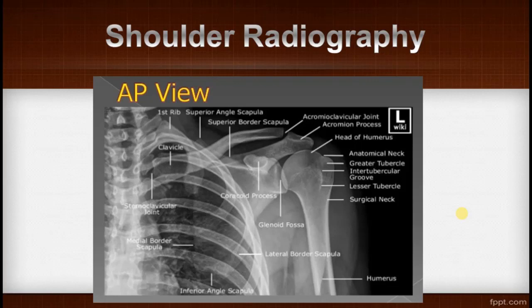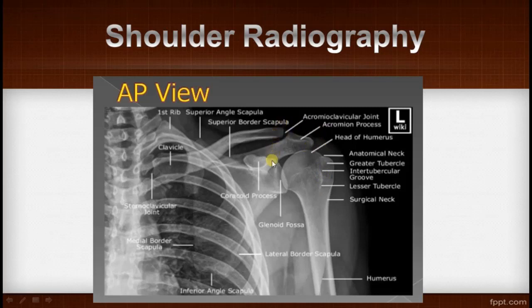So finally, coming to the radiograph of the shoulder region, because the description of the shoulder joint is not complete without the description of the radiology. Here you are able to see a plain radiograph. We call it a plain radiograph because no contrast material is used, and it is the anteroposterior view. Here you can see the head of the humerus, then the lesser tubercle and the greater tubercle. That is your intertubercular sulcus.